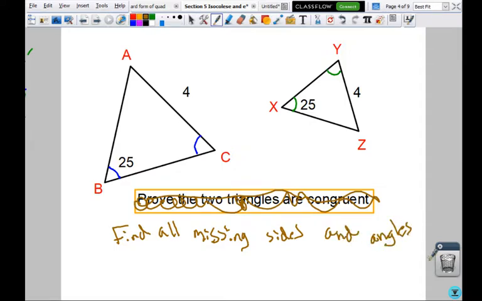So I'll tell you this right now. These two triangles are congruent. I want you to find all missing sides and angles.